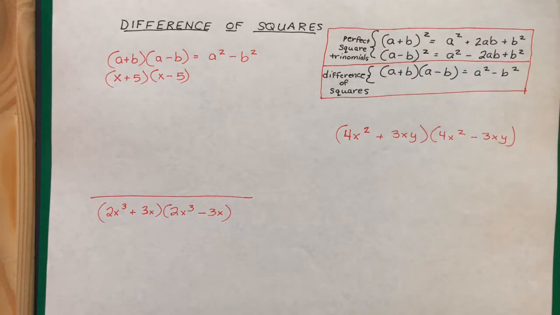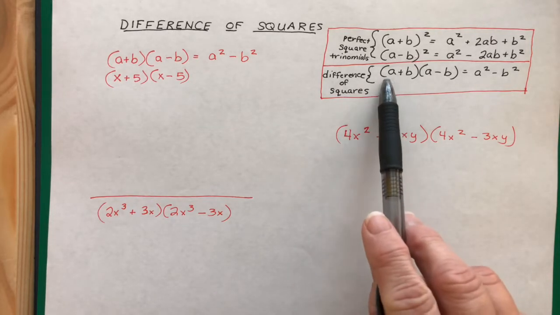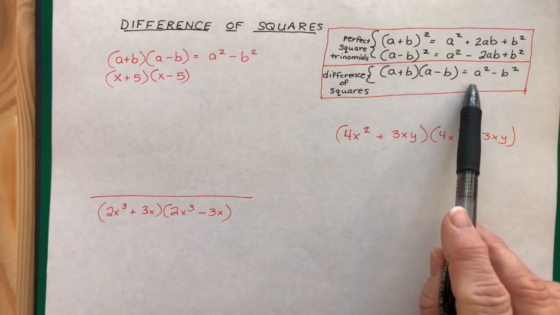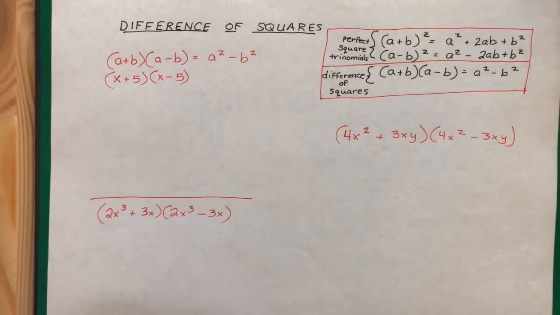We had a third special product, and that was when we had one of the form a plus b times a minus b, and that always equals a squared minus b squared. So let's look at a couple of problems.